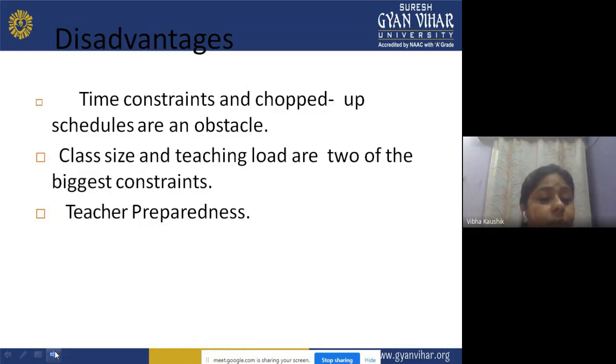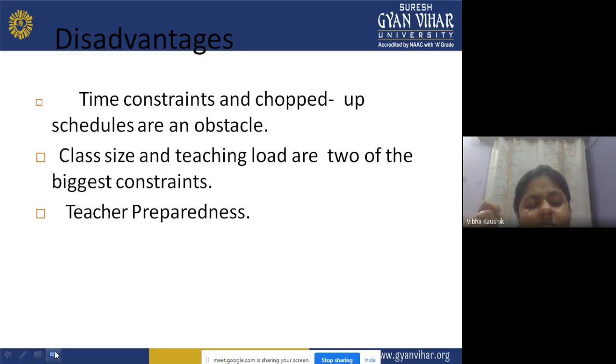Class size, the number of students present in the class, and teaching load, how much the teacher has been loaded with teaching. If the teacher has a teaching load of 5 or 6 classes, then it is very difficult for a teacher to give individualized instruction. When a teacher has a teaching load of 1 or 2 periods, then we can say that the teacher can manage individualized instruction. But in our country, where the class size is 60 or 80 students in one class, and the teaching load of teachers is very high, it is very difficult for a teacher to organize individualized instruction in the classes. These are the two biggest concerns in organizing individualized instruction in the classroom.